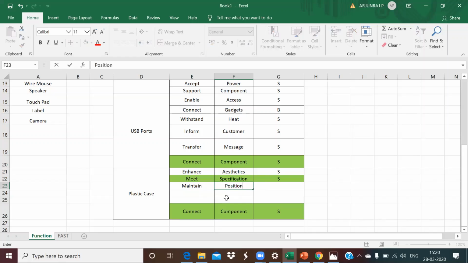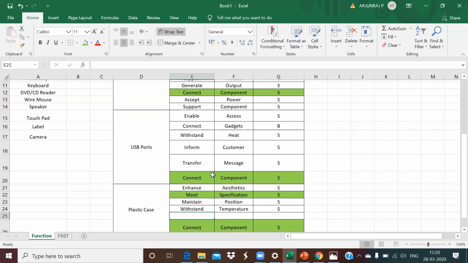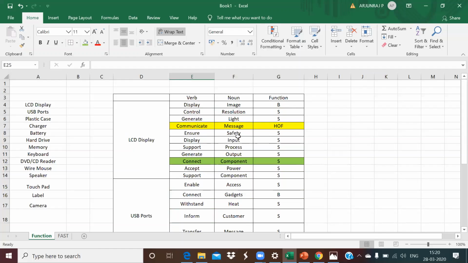Alignment can also be a part of this, but the correct word can be maintain position. Is there any other thing you feel? Even providing safety is also a part of this, because the plastic should withstand the temperature, heat. Protection. Instead of protection, you can put ensure safety.